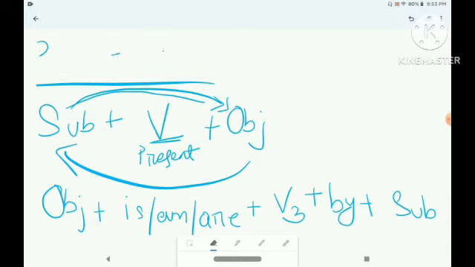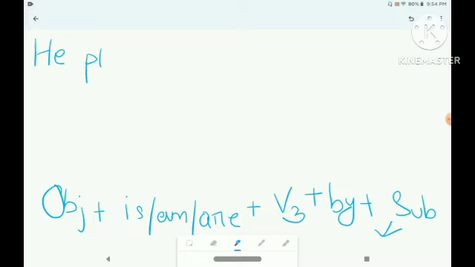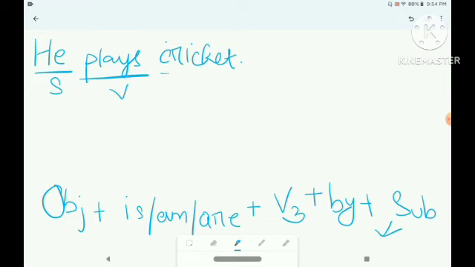Now let us take an example quickly. We will follow this structure only, and I will tell you how simple it is. "He plays cricket." Now here our subject is he, the verb is plays, and cricket is our object. Yes or no? Now when we convert this sentence to passive voice, what will it be?